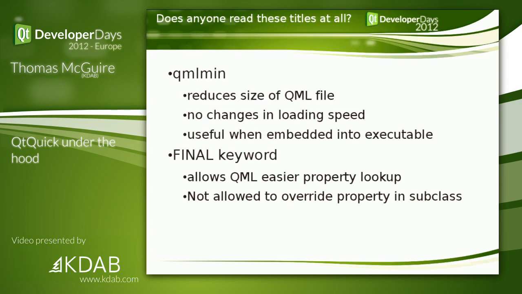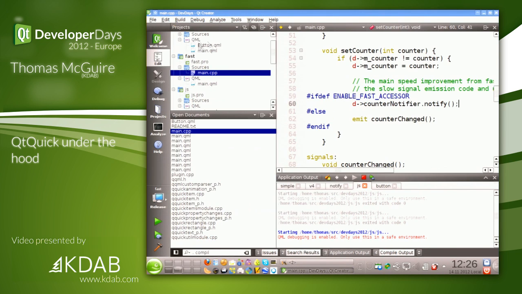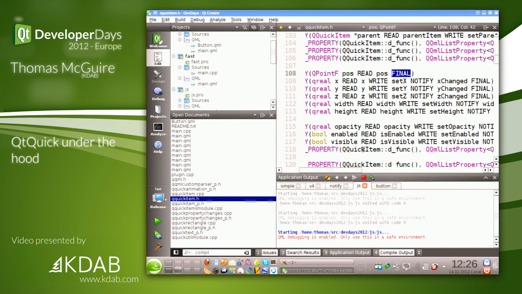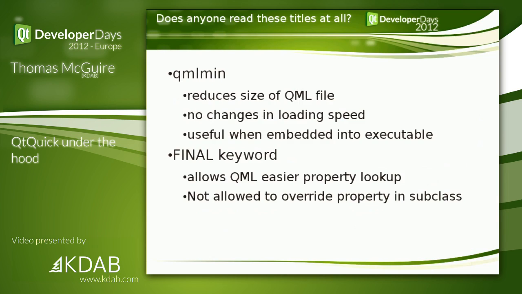Then there's a thing called the final keyword, which you might also have noticed in, for example, the QtQuick Item. All these properties are marked as final. That means it gives the QML engine certain optimization opportunities because it knows a property is not overwritten in a subclass, which can make property lookup in QMetaObject faster.